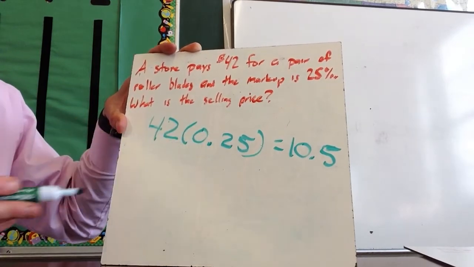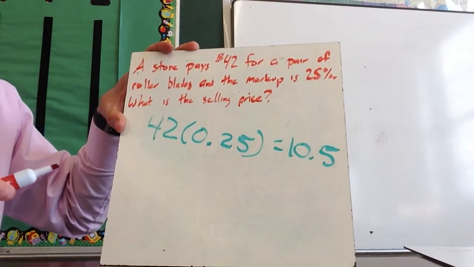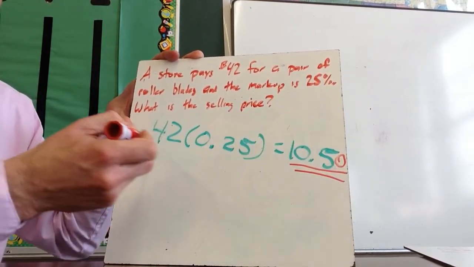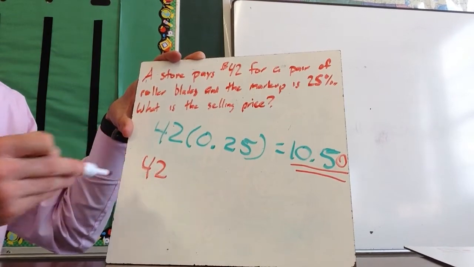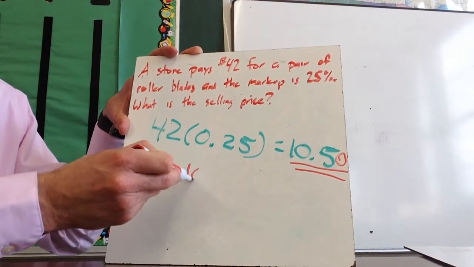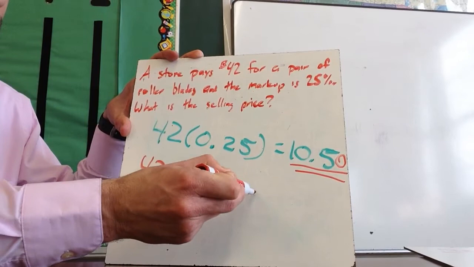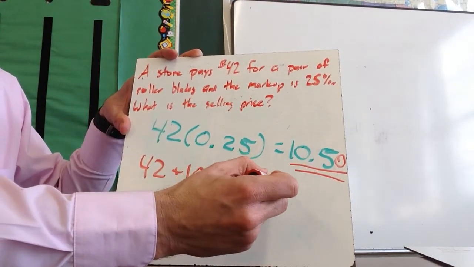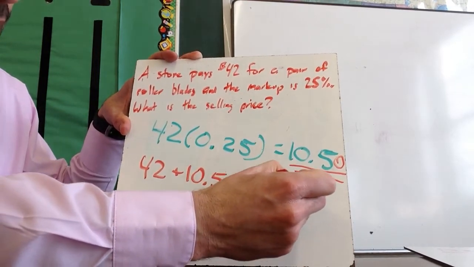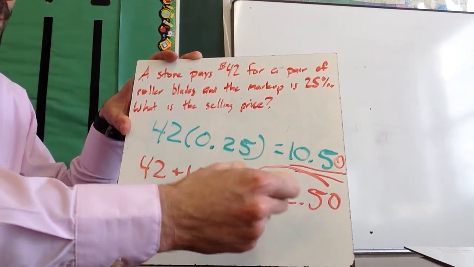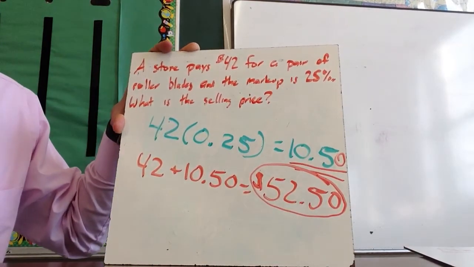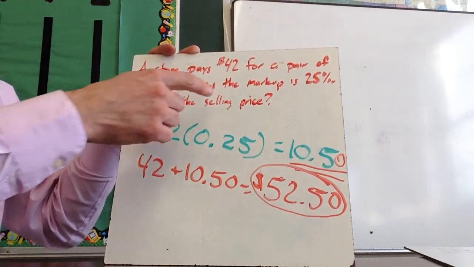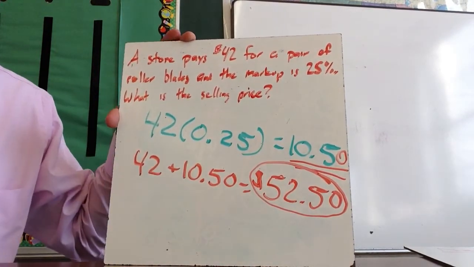Remember, we're talking about money, so I'm going to end up adding a 0 to that when I solve it. I then need to take this 10.50 and add it to the original price. So originally the rollerblades cost $42. They're making a profit of $10.50 on them. So the total price at this point is $52.50. That is the price after the markup. So they're selling the rollerblades for $52.50, and they are making a 25% profit.